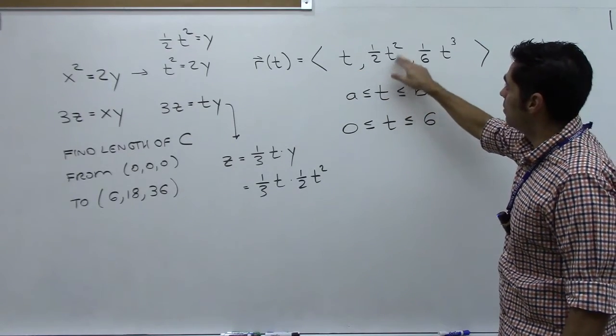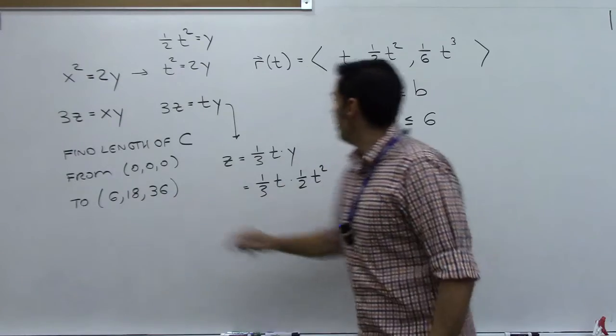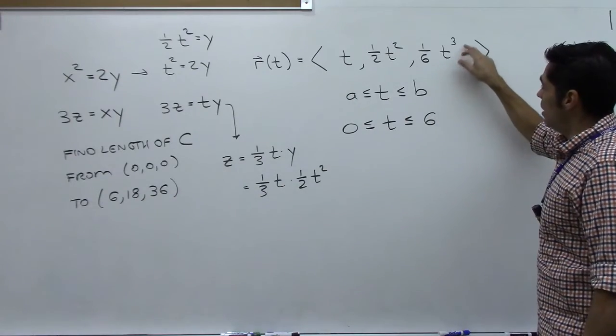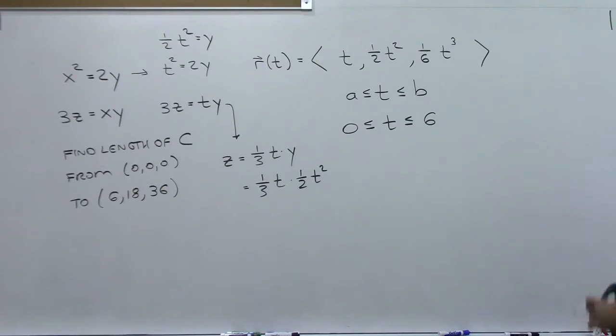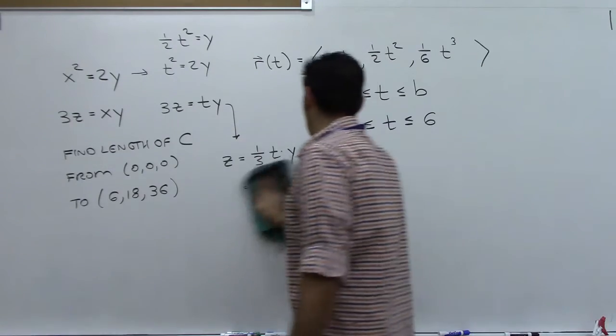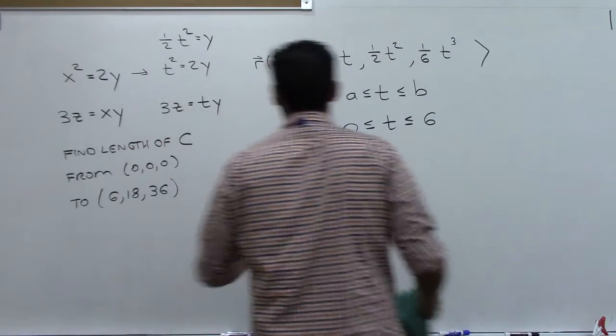6 here is 36 divided by 2 is 18. And then 6 cubed divided by 6, yeah, that's 36. So we're in business. Now I'm going to do more of my preliminary work here.